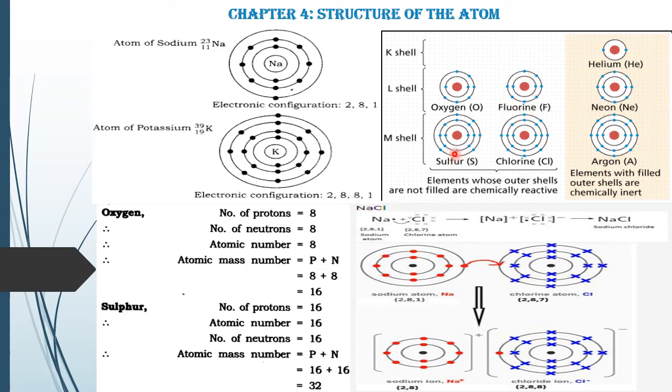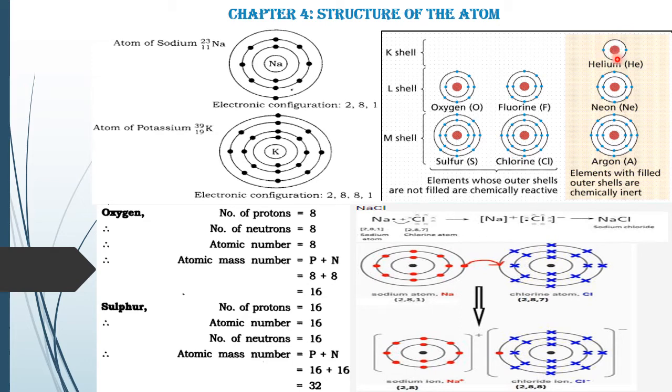Sulfur, you have 2, 8, 6 electrons, total 16. So 6 electrons are in the third shell, that is K shell, first shell, L shell, M shell. And chlorine also the same, M shell. The first shell will have 2 electrons, the second shell will have 8 electrons, the third shell will have 7 electrons.